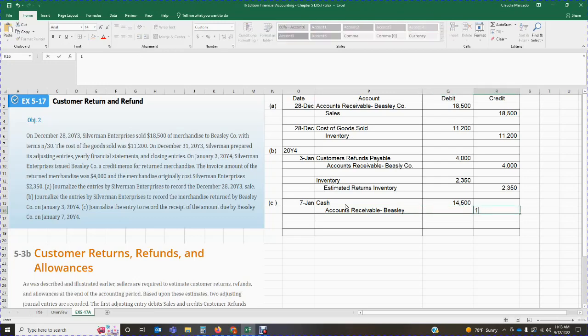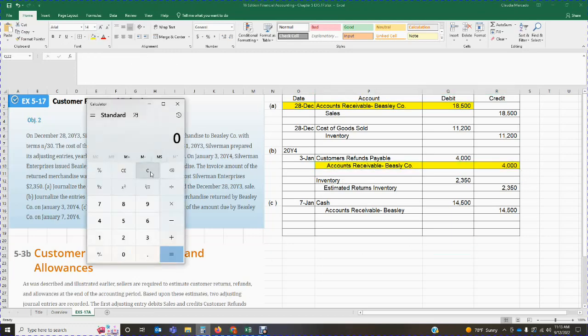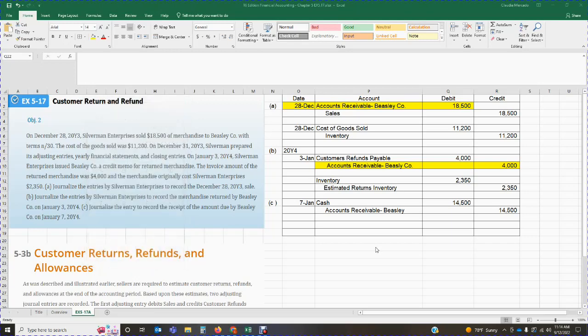Bisley owes $14,500. Remember, look at the accounts receivable right here. We have a debit of $14,500, and then we have a credit of $14,500. 18,500 minus 4,000, the balance is 14,500. That is how much is owed from Bisley Company. So that is the amount of the entry that we're doing to clear out the receivable of 14,500.